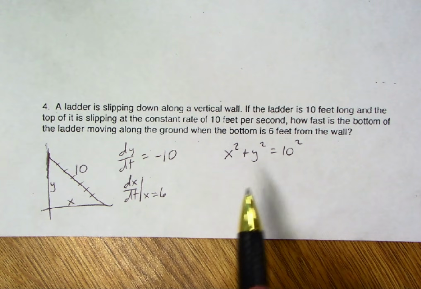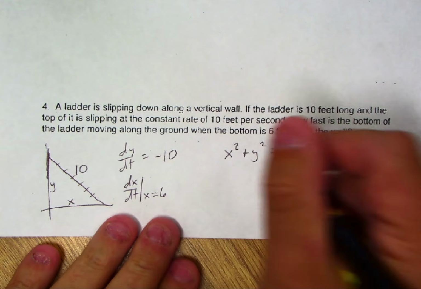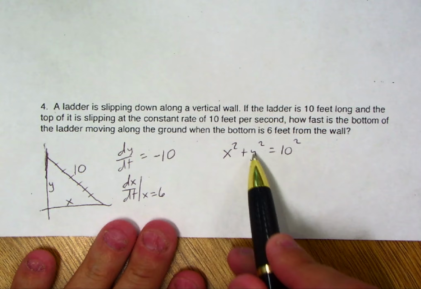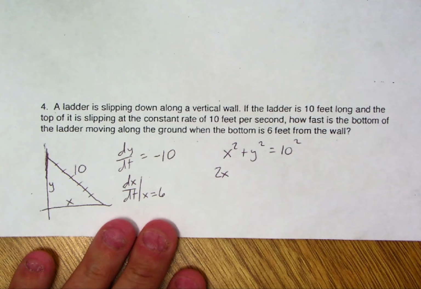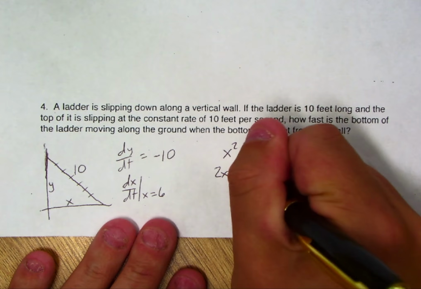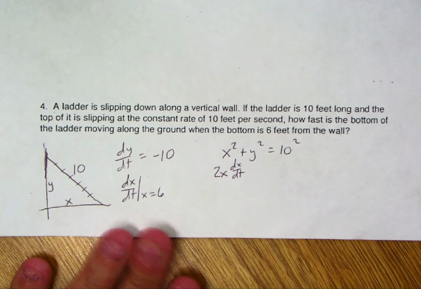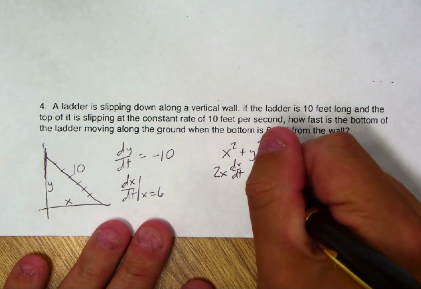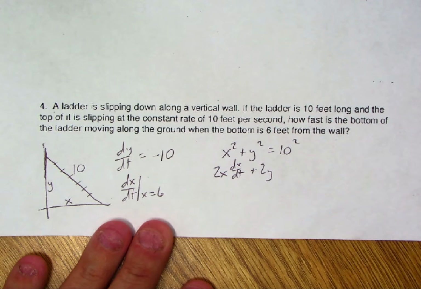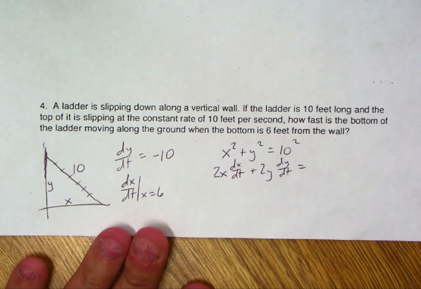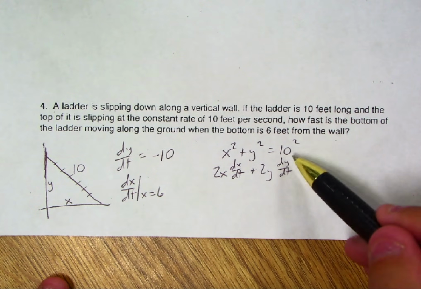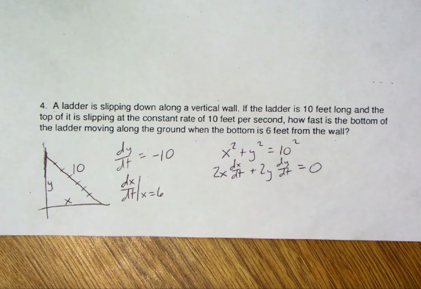So now I'm going to differentiate this with respect to time. So I'm just going to differentiate each term. The derivative of x squared is 2x, but then I put dx/dt. That's where my implicit comes from. And then it's going to be plus 2y, and then dy/dt. The derivative of 10 squared is just 0. It's a constant, so be careful there. It just becomes a 0. So that's the differentiate part.